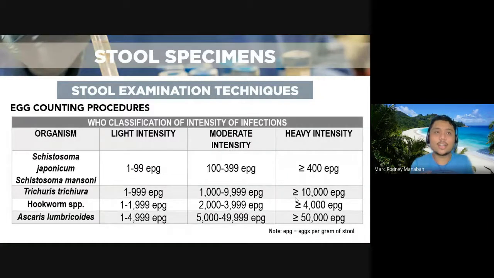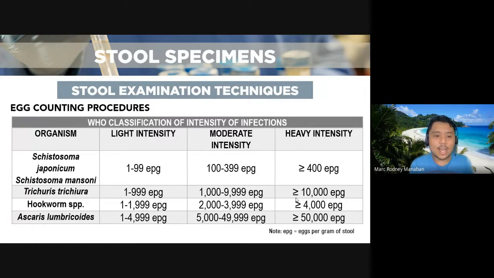Now, after calculating, you then interpret the result based on this table, to determine what intensity of infection the patient is having. It could be light, moderate, or heavy, depending on the organisms that you have seen. Again, we're focusing on soil-transmitted helminths, the Ascaris, hookworm, and Trichuris, and Schistosoma. So how do I remember that? It's difficult to memorize the numbers.